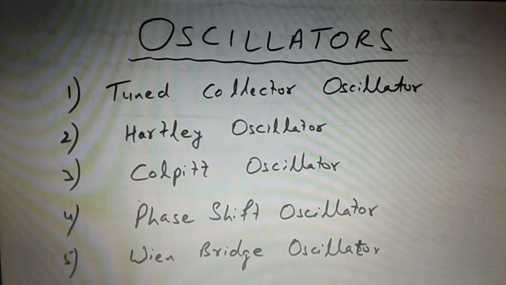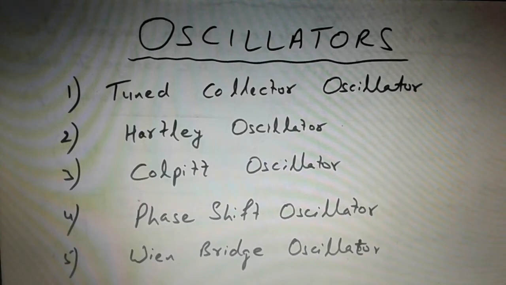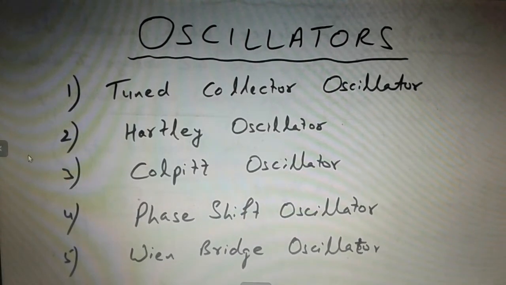Today I will deliver a lecture on oscillators. There are different types of oscillators. These five types of oscillators which I have shown in this slide are in our syllabus: tuned collector, Hartley, Colpitts, phase shift and Wien bridge.